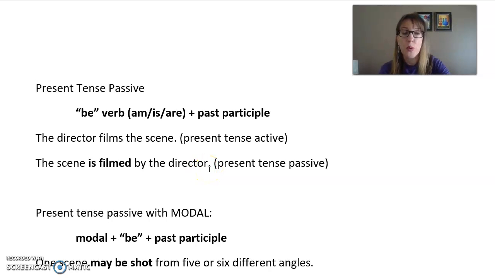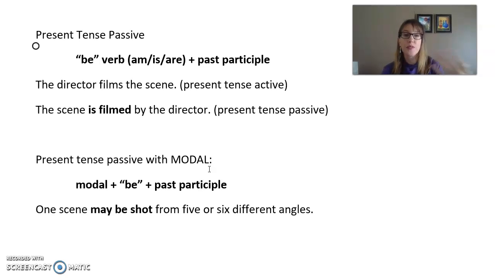Now, if you want to use a modal to give more information, and you're still talking about the present tense, again, describing a process, this is pretty simple. You're just going to use your modal, and then you're going to always use the word be, and then a past participle. Again, this is for present tense. Okay, so here would be an example. One scene, modal, may, be, past participle, shot. That's the past participle for shoot. One scene may be shot from 5 or 6 different angles.